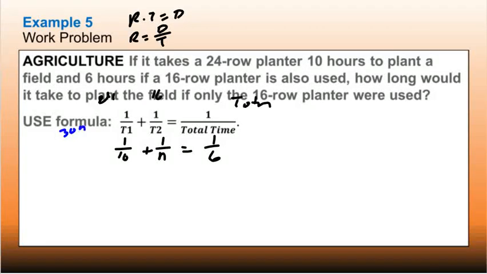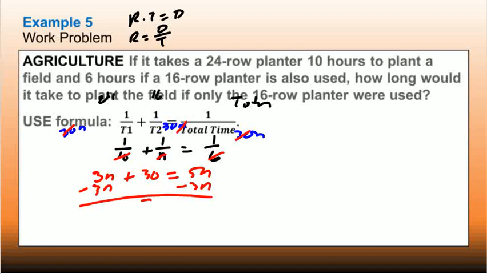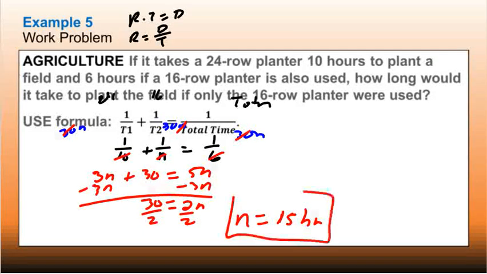So if I do 30n for each, to get rid of my denominators, I now have 3n here plus 30 equals 5n. Now to solve, I would subtract 3n on both sides. I would now have 30 equaling 2n. To get n by itself, I divide by 2, and n would equal 15, and that would be 15 hours for the 16 row planter to do it by itself.